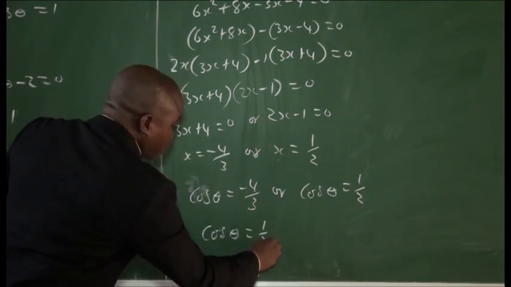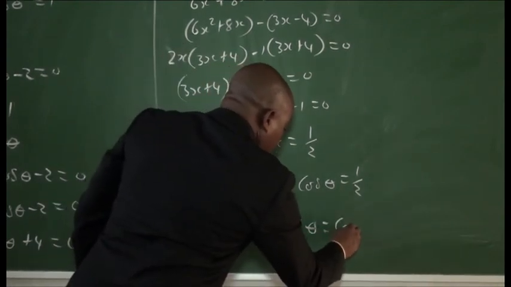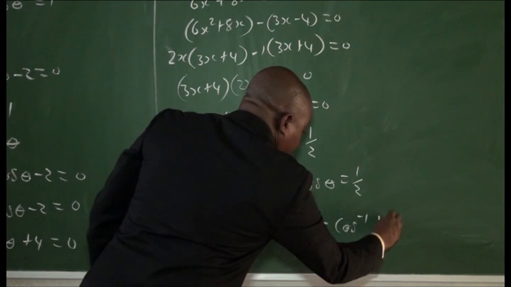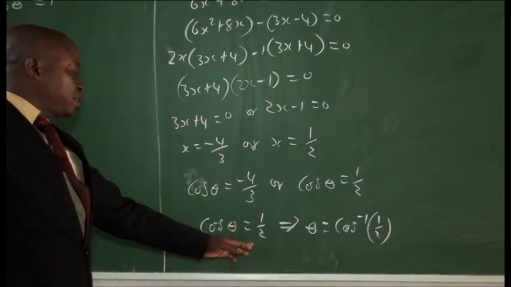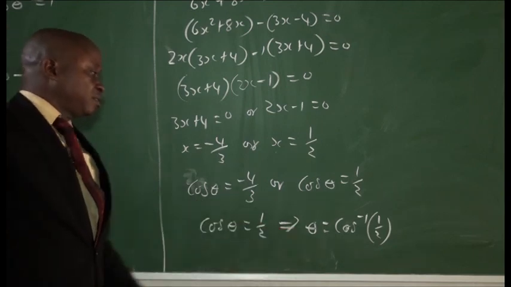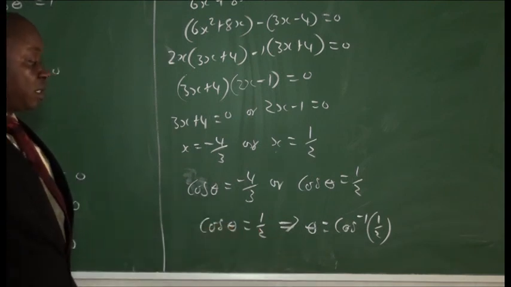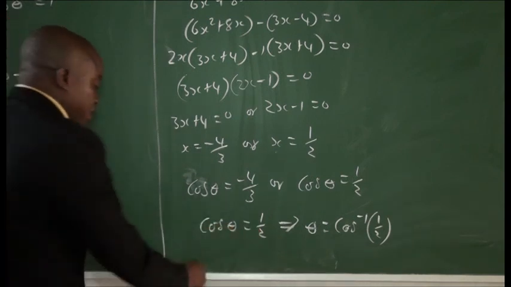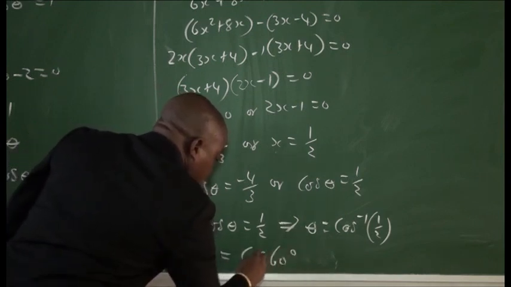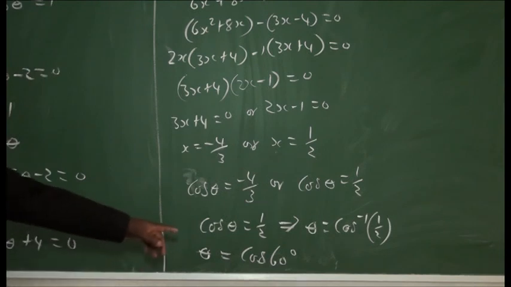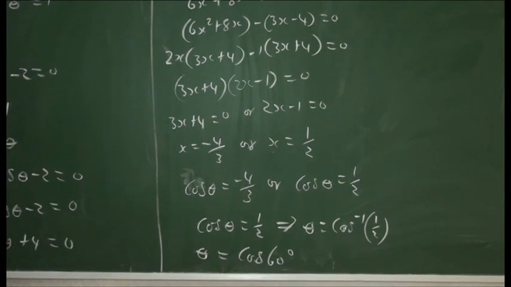Cos theta equals 1 over 2 implies that theta equals cos inverse of 1 over 2. That is cos inverse of 0.5. Now, what will be theta? This is 0.5. That is 1 over 2. And that will be 60. That means theta equals 60 degrees, because cos 60 degrees is 1 over 2. So we now have it in that way.